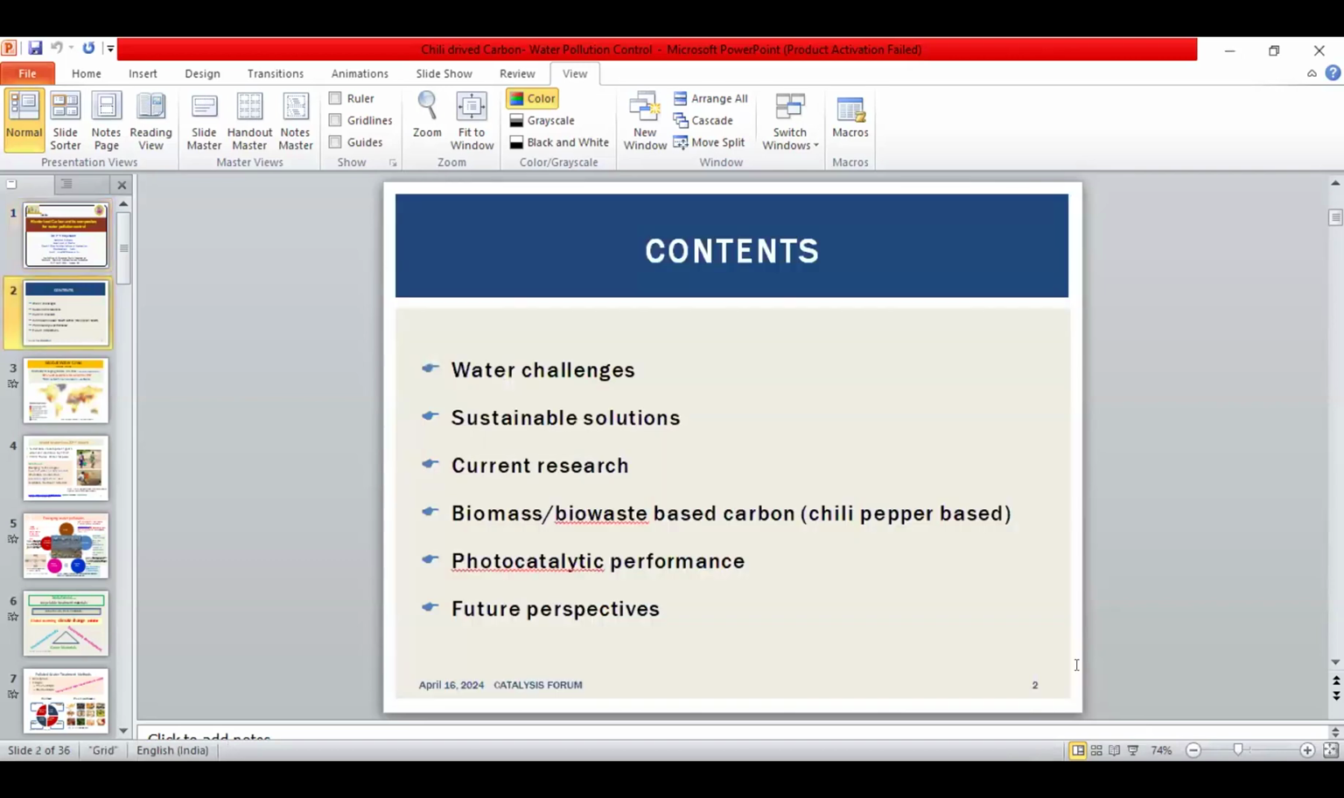Next, my talk involves these subtopics. We discuss a little bit on water challenges, the current scenario, the sustainable solutions regarding these water challenges, the current research we are doing here, particular to biomass, bio-waste-based carbon. Here I focus on cheap paper-based carbon. Then the photocatalytic performance in degrading model dyes and the future perspectives.